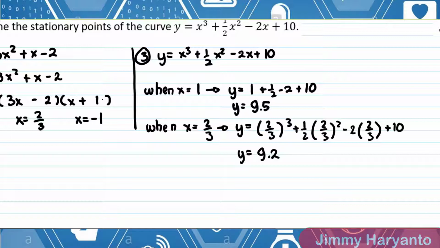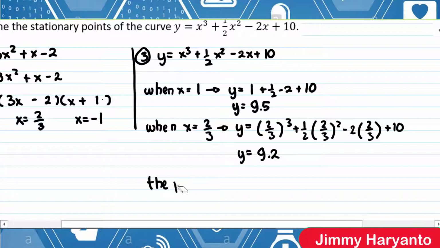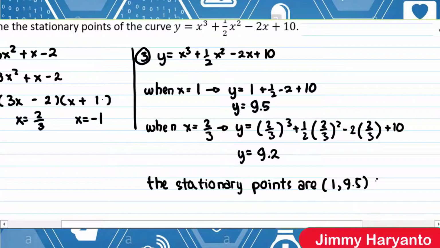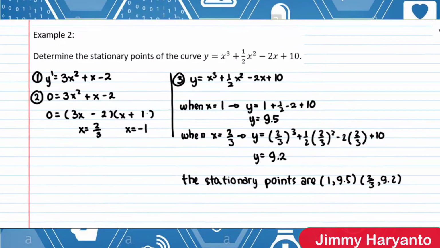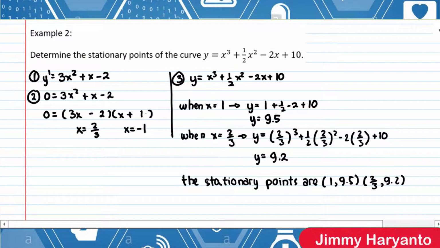So for the stationary points of this one, we have two stationary points. The stationary points are 1, 9.5 and also 2 over 3, 9.2. Okay, so for this one we have two stationary points. Yeah, okay, next.